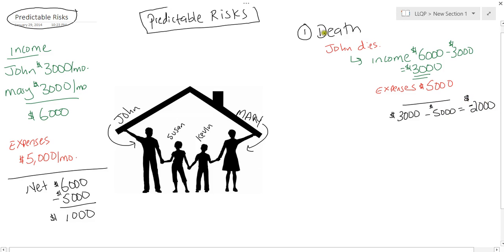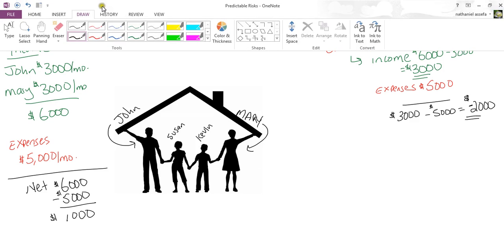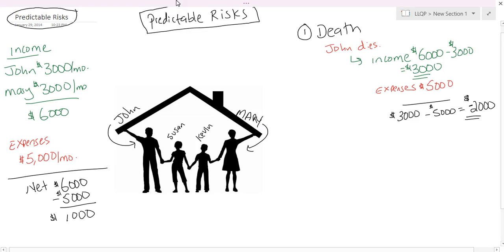So this is one risk that this family is carrying, the risk of death. If Mary dies or if John dies, this is the outcome, right? They won't have enough money to cover the expenses month to month. Now, there are other sides to death risk, but this is good enough for now. The risk of death. Now, the next risk we're going to introduce is the risk of disability.